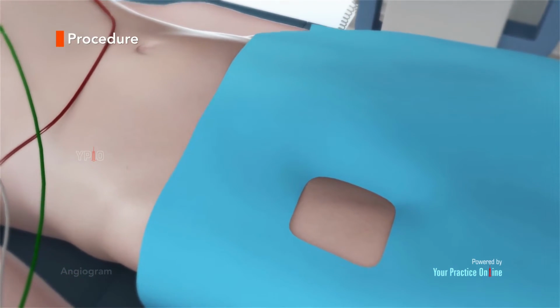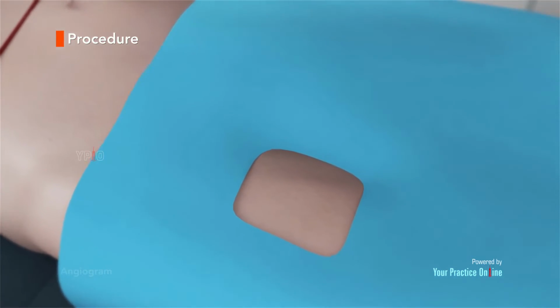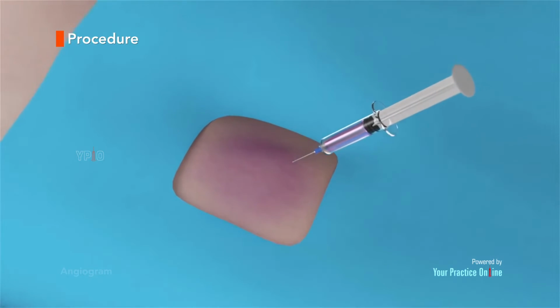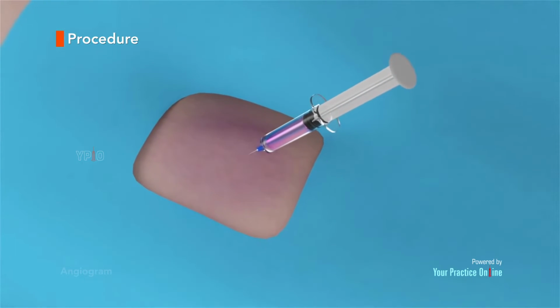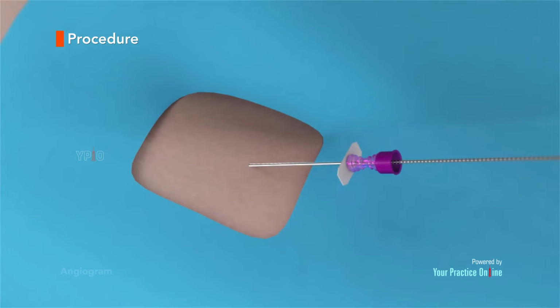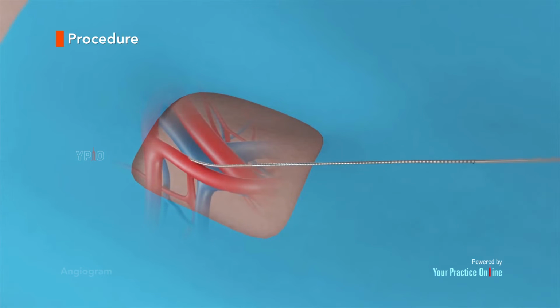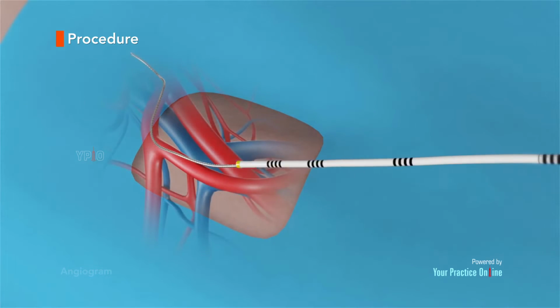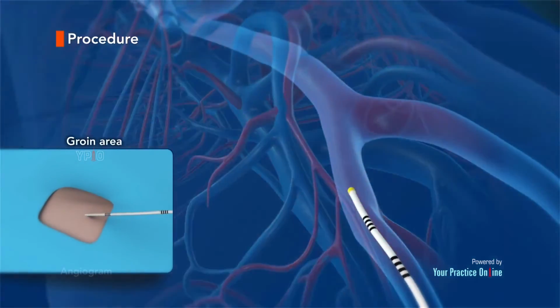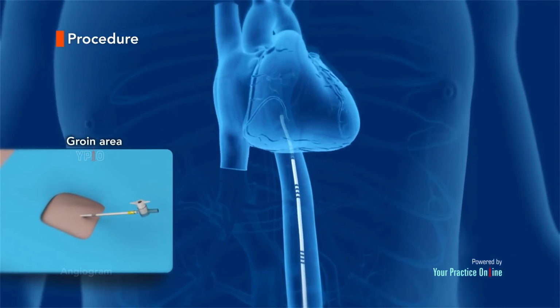The groin or region above the elbow where the catheter is to be inserted will be cleaned, shaved, and numbed with a local anesthetic. Your doctor will insert a guide wire through a needle into the blood vessel, after which the needle is removed. The catheter will then be inserted into the blood vessel over the guide wire and advanced to the area to be studied.